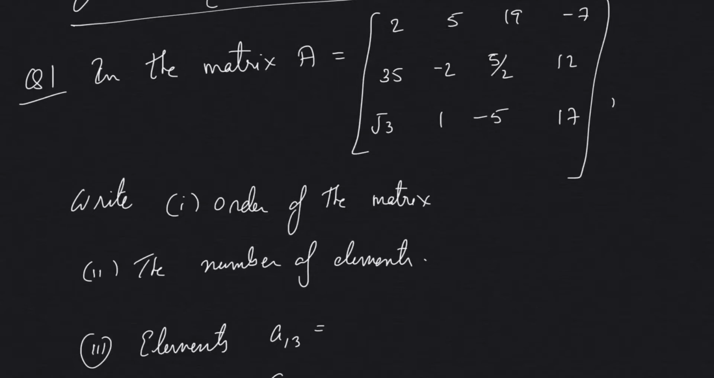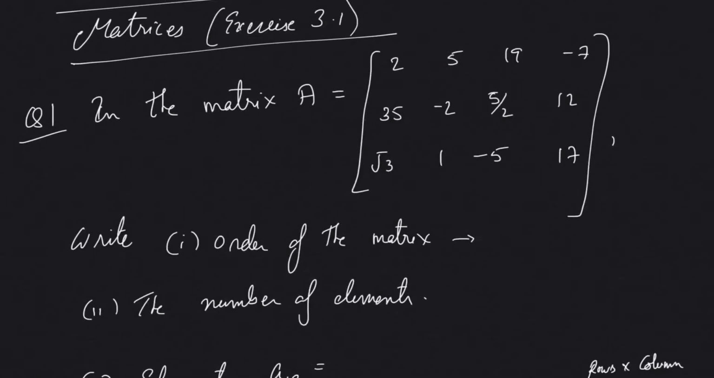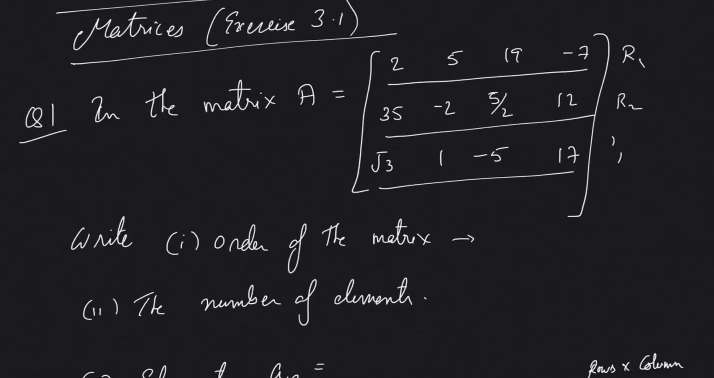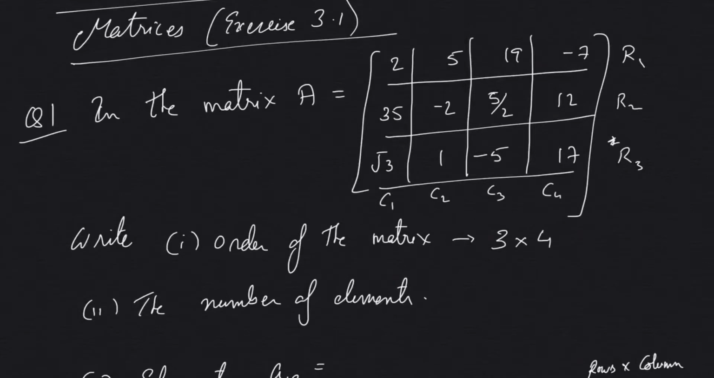The first question states, in the matrix A, which is given to us, write the order of the matrix. As I had mentioned before in the previous videos, for order we write rows first, then columns. So it's going to be rows by columns. How many rows do we have here? That is the horizontal line. We have one, two, three rows. And columns, the vertical lines: one, two, three, four. So we have four columns. So the order of the matrix is 3 by 4.